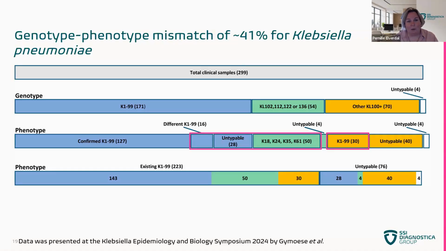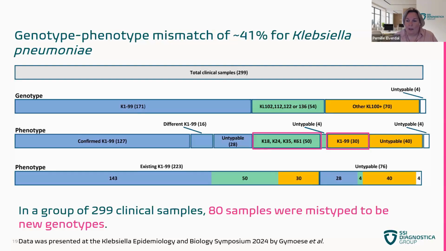So this shows the importance of the vaccines or the surveillance data being done phenotypically and not just genotypically, because phenotypic is the expressed genes and what we want the vaccines to be directed against, or else we will be developing vaccines to something which is not correct. And you can say, out of the 299 clinical samples, 80 samples were mistyped to be a new genotype. So that was also quite a large pool of the types which was mistyped.